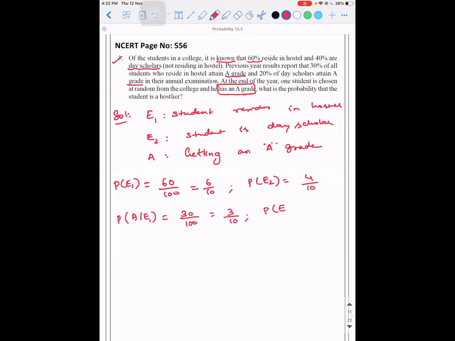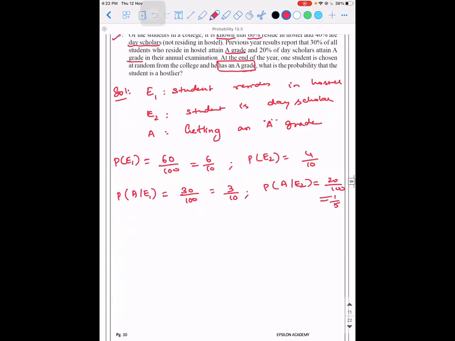So probability of A given E2. 20 by 100. So it is 1 by 5. Or we can leave it as 2 by 10 because the LCM you will get as 10 itself. Now what is the exact question? What is the probability that the student is a hostler?